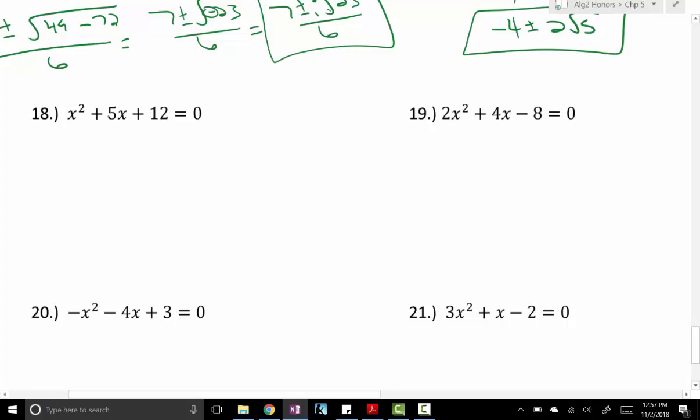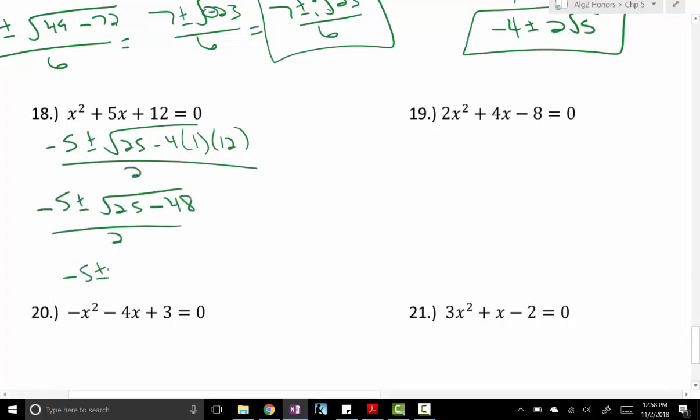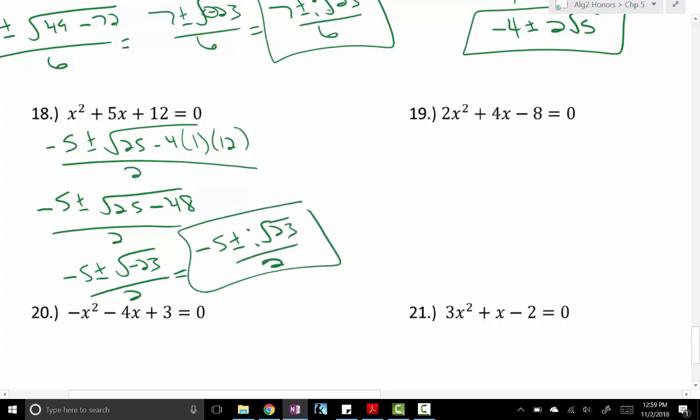That 12, that adds up to 5. I don't see that happening, so negative 5 plus or minus square root of 25 minus 4ac, all over, alright, negative 5. See? Should have known it wasn't factorable. Alright, here we go. Negative 5 plus or minus i root 23 over 2. There we go.